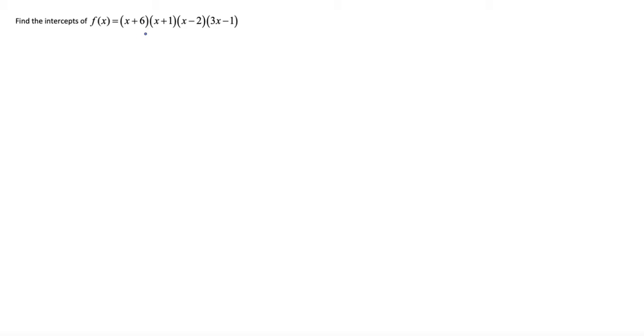Okay, so what we want to do then is just set each of these factors equal to 0. We're going to set x plus 6 equal to 0, x plus 1 equal to 0, x minus 2 equal to 0, and 3x minus 1 equal to 0, and we'll just solve each one here. Here we'll subtract 6 from both sides, we get x equals negative 6. Here we get x equals negative 1. Here we get x equals positive 2. And then when we add the 1 here and divide by 3, we get x equals 1/3. So these are our x-intercepts. The graph will touch the x-axis at these 4 points.